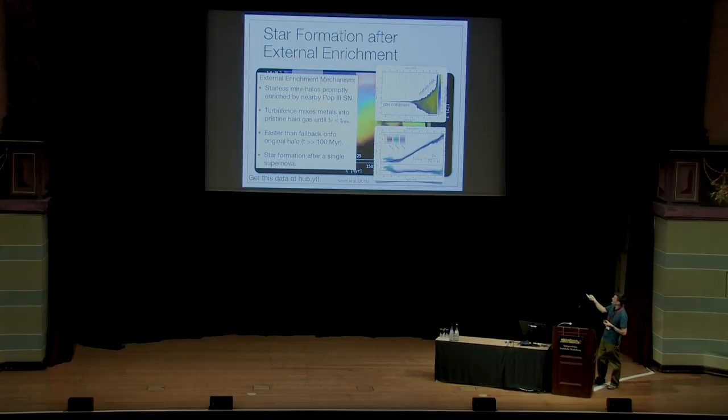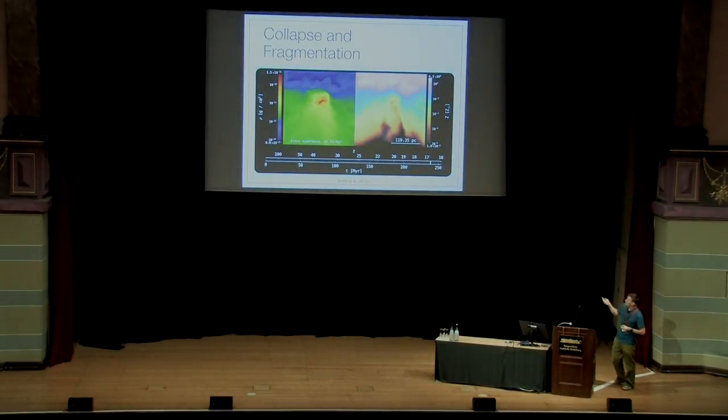We've got this starless minihalo that gets promptly enriched in a time that is significantly less than the fallback time for these metals to fall back on its original halo, which would be something like 100 megayears. And this is star formation after a single supernova. So the stars that form here will directly trace their progenitors. Let's follow the collapse itself.